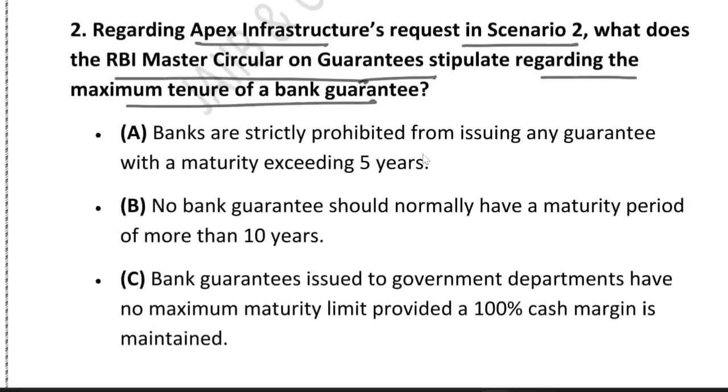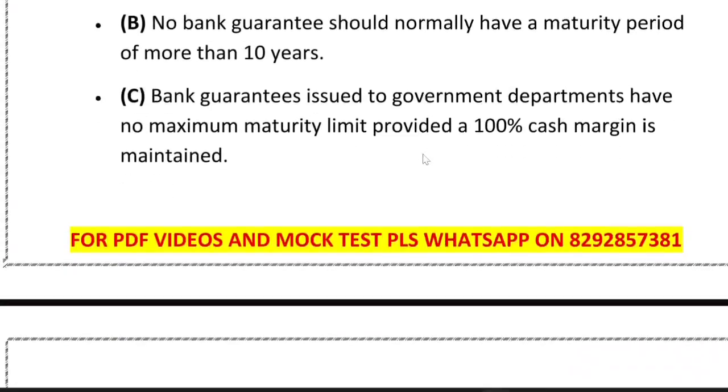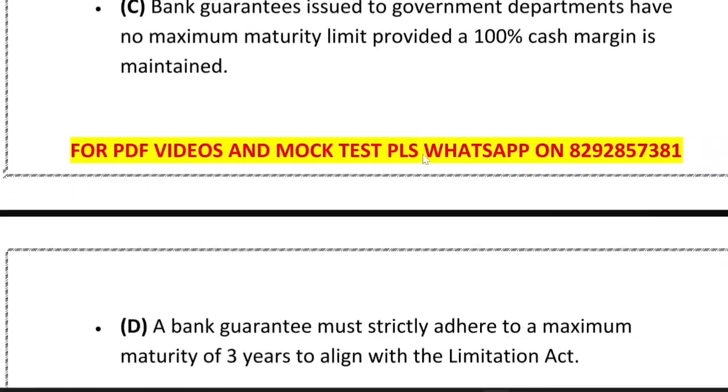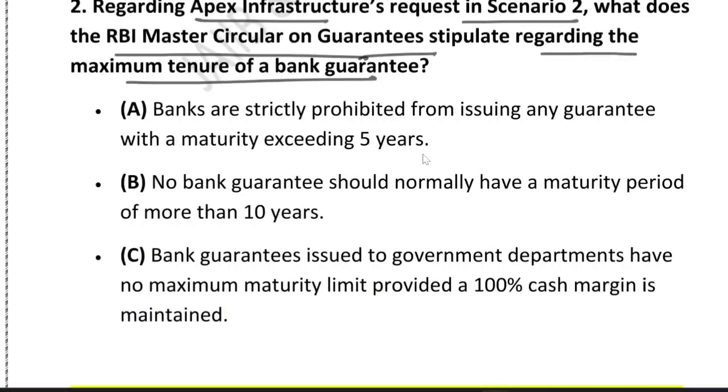Option A: banks are strictly prohibited from issuing any guarantee with a maturity exceeding 5 years. Option B: no bank guarantee should normally have a maturity period of more than 10 years. Option C: bank guarantees issued to government departments have no maximum maturity limit provided a 100% cash margin is maintained. And option D: a bank guarantee must strictly adhere to the maximum maturity of 3 years to align with the Limitation Act. These are the four options they have provided.